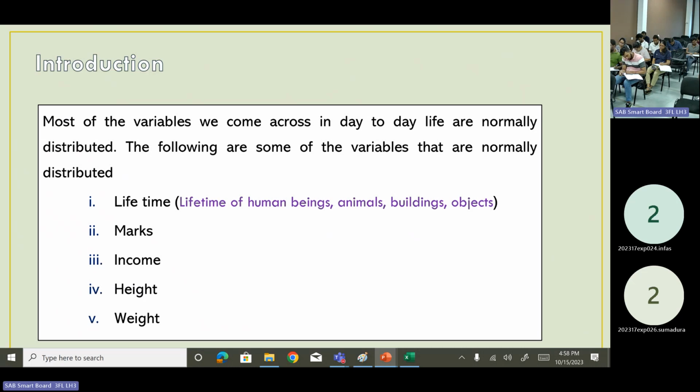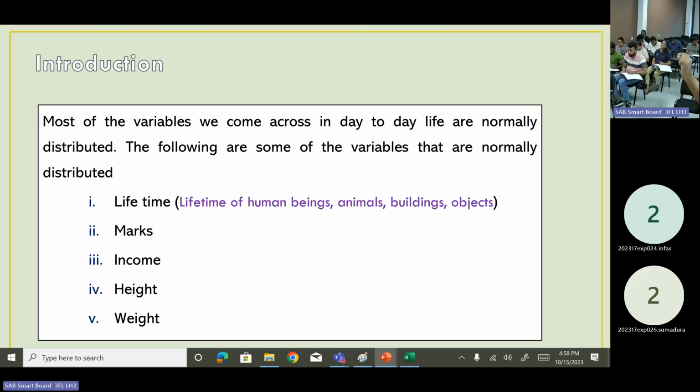Continuing, the following are some of the variables that are normally distributed.